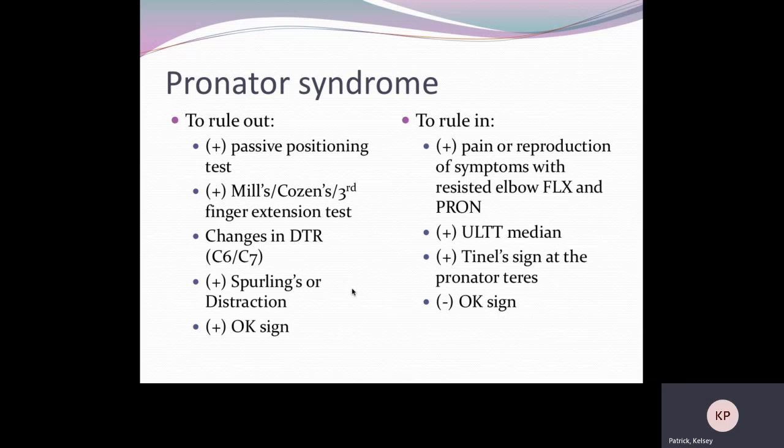To rule in pronator syndrome, typically you would see pain or reproduction of symptoms with resisted elbow flexion, pronation manual muscle testing or activation of the pronator, a positive ULTT median, a positive Tinel's sign at the pronator teres, and a negative OK sign.